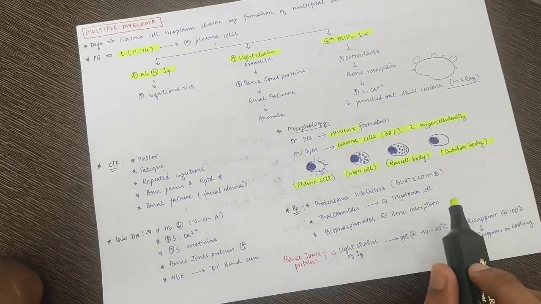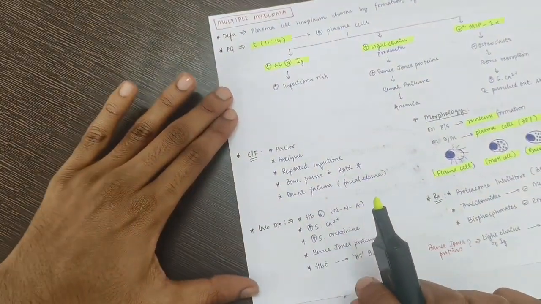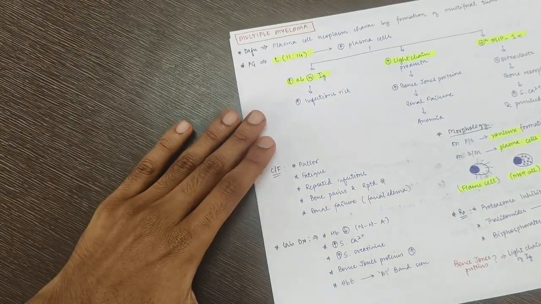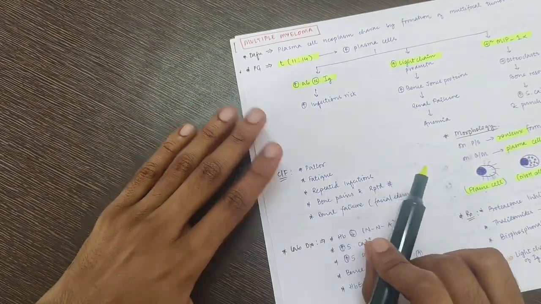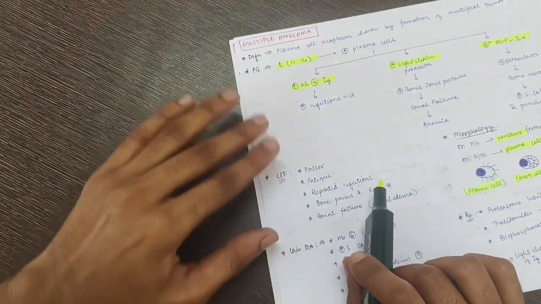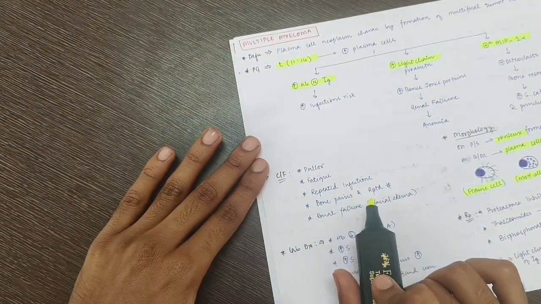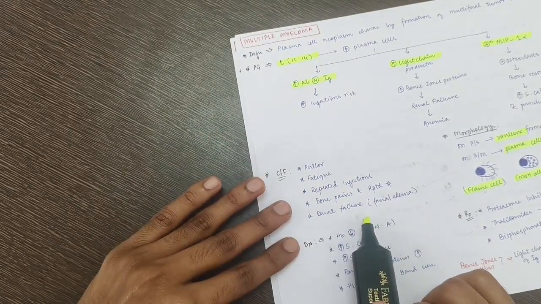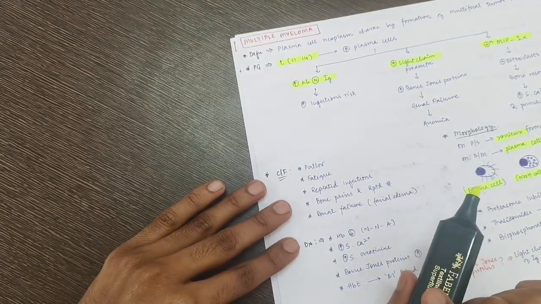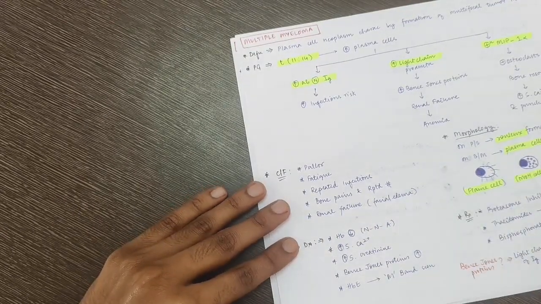Okay. So clinical features, sorry, I forgot to tell about the clinical features. You're going to see pallor and fatigue because of anemia, repeated infections because of increased abnormal immunoglobulins, and bone pains and repeated fractures because of activation of osteoclasts, and renal failure again because of increased light chain production, and facial edema is seen because of renal failure.